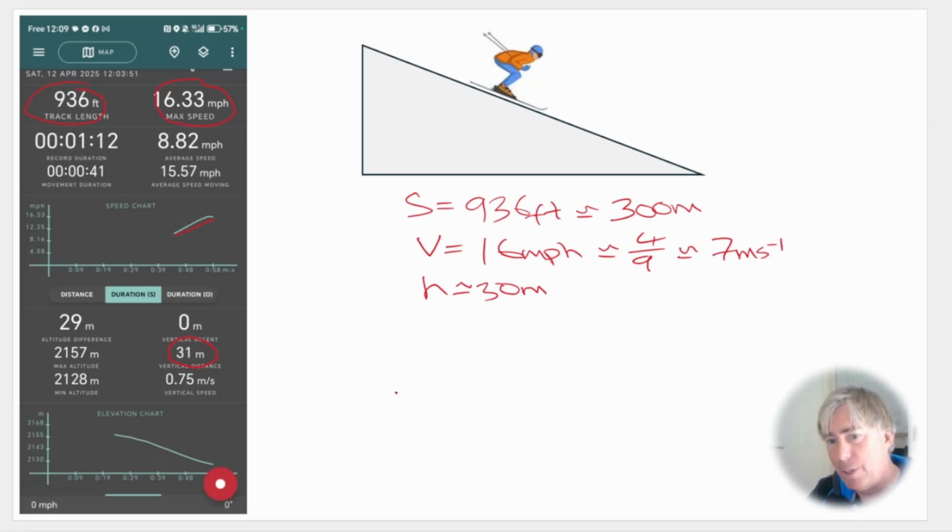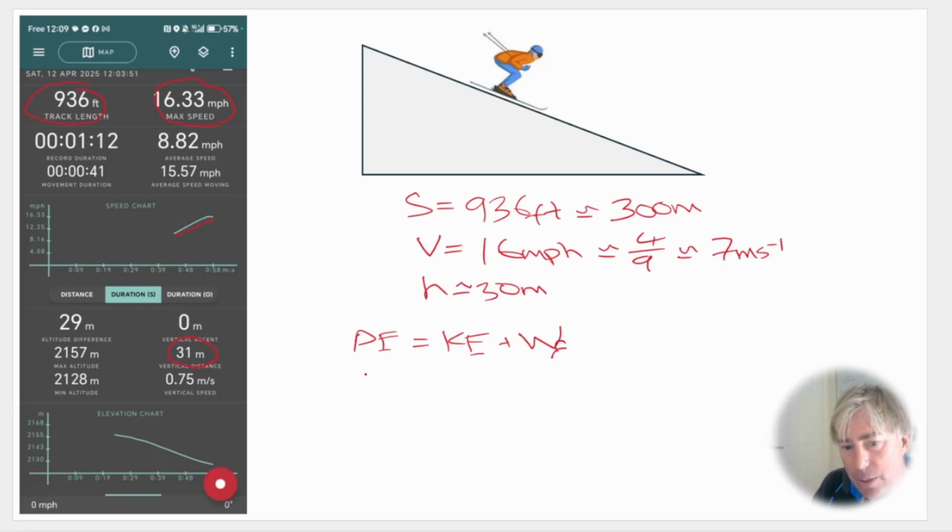So, in terms of energies, what's going on? Well, we know that the gravitational potential energy gets converted into kinetic energy plus whatever work done against friction. We call that W subscript F. Okay, work done against friction is what we're actually after, and then from that we can work out the force of that friction and therefore the frictional coefficient.